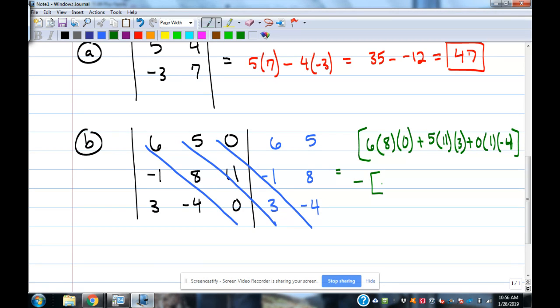And then we would subtract the sum of the other direction diagonals, their products. So I'll go the other direction. 0 times 8 times 3.